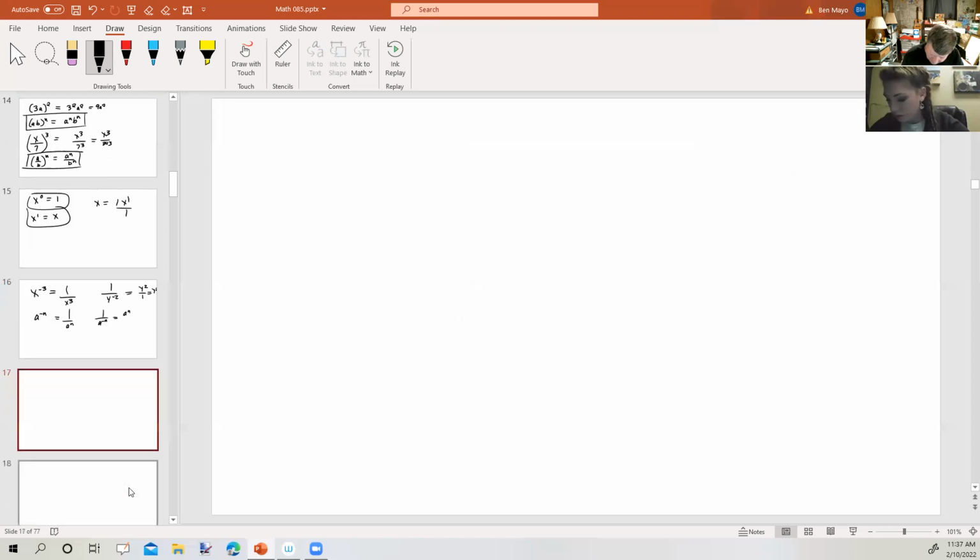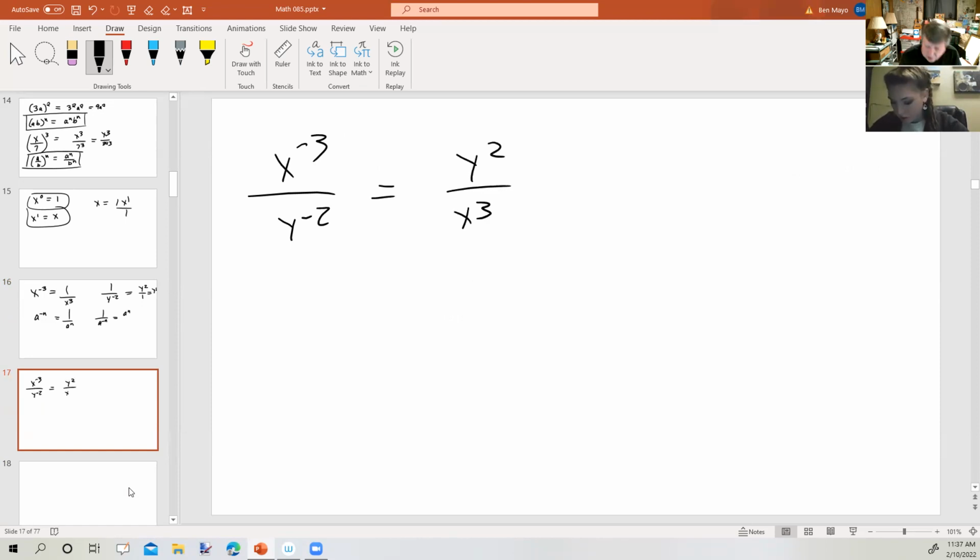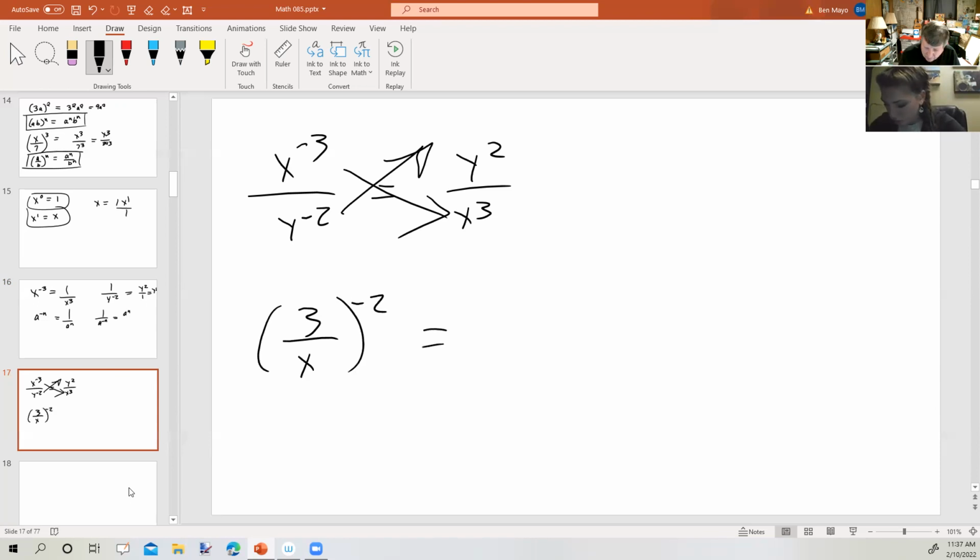Also, you can have something like this. Let's say you've got x to the negative 3 over y to the negative 2. That would be y squared over x cubed. So you'd switch both of them, because moving this upstairs makes it positive, moving this downstairs makes it positive. If you had something like this, let's say 3 over x to the negative 2 power, that would be x to the positive 2 power over 3, because you take the reciprocal and change the sign of the exponent.